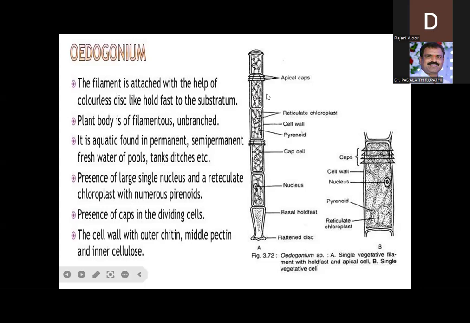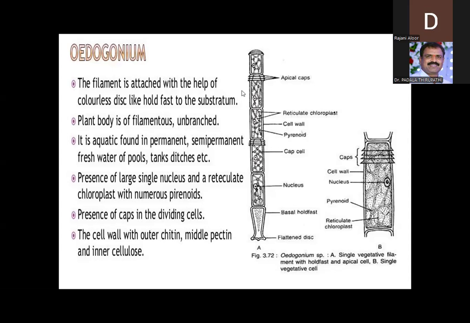Coming to the upper cell, very important. The apical upper part cell is round or elongated in shape. You can observe the round and elongated cells. The vegetative cell is cylindrical and possesses a thick cell wall. The inner layer is cellulose, the outer layer is pectin. Here the cell wall is made up of 2 layers.